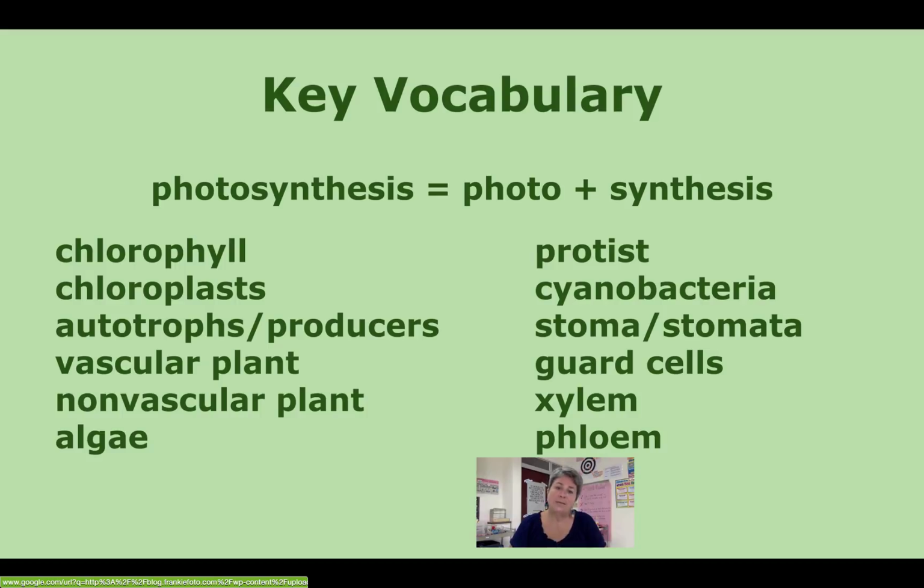So I hope you learned a little bit about photosynthesis. We're going to continue this in class. We're going to go a little bit more in depth. I'm going to make you guys search out how this all happens with non-vascular plants and some of these other organisms.